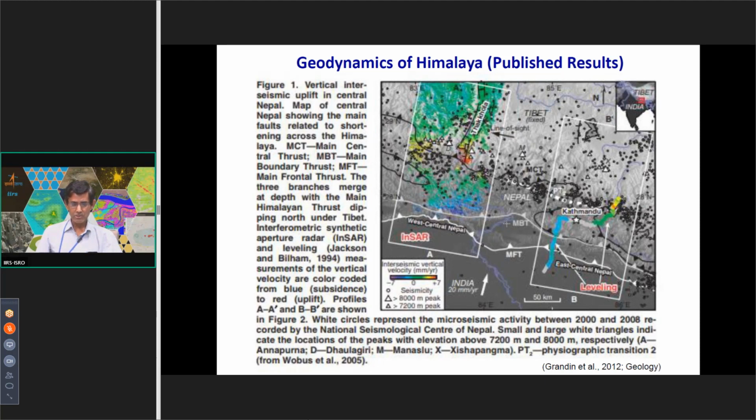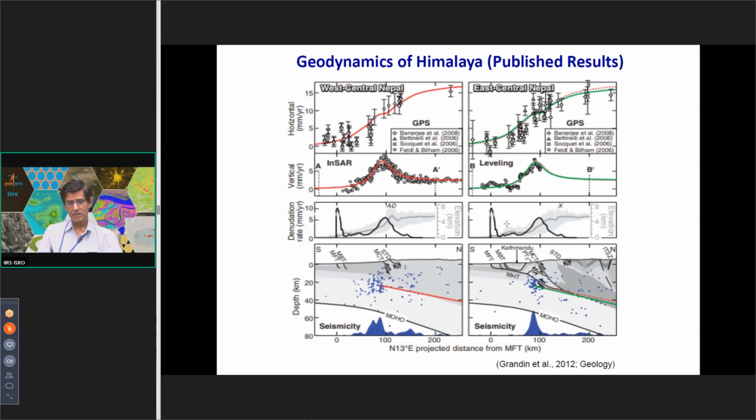If you see in west central Nepal, the ENVISAT SAR InSAR based observation shows there is strain accumulation in and around the main central thrust. And leveling based observation, when compared with that, shows agreeable results. So if you see in the next slides, similar kinds of results by GPS, leveling and interferometric SAR.